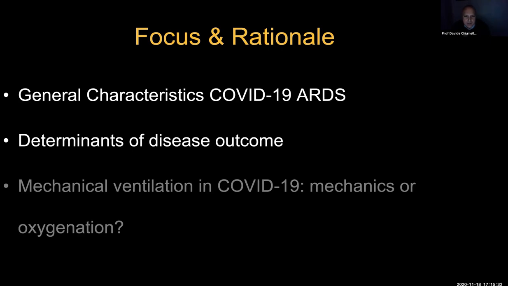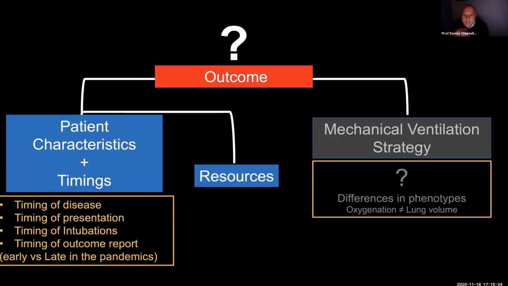So just looking at the first two, we know that particularly at the beginning of the pandemic, during March and April, it was very unclear what the outcome was. Was it about patient characteristics or the timing of presentation? And you can see there the timing of intubation, the outcomes, etc.